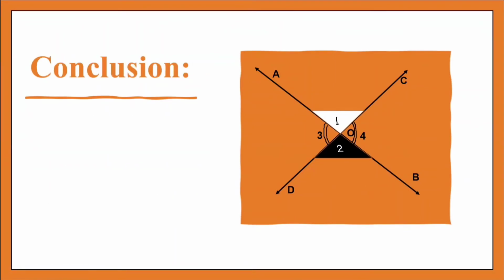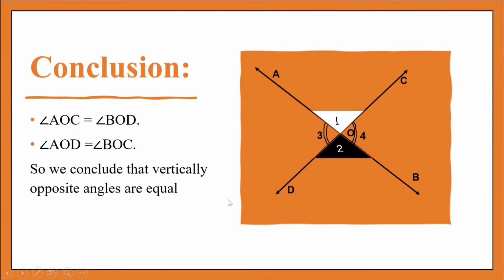Let us come to the conclusion. Because we have seen that angle AOC is equal to angle BOD and angle AOD is equal to angle BOC, we can say that these were the vertically opposite angles. So we conclude from this activity that vertically opposite angles are equal.